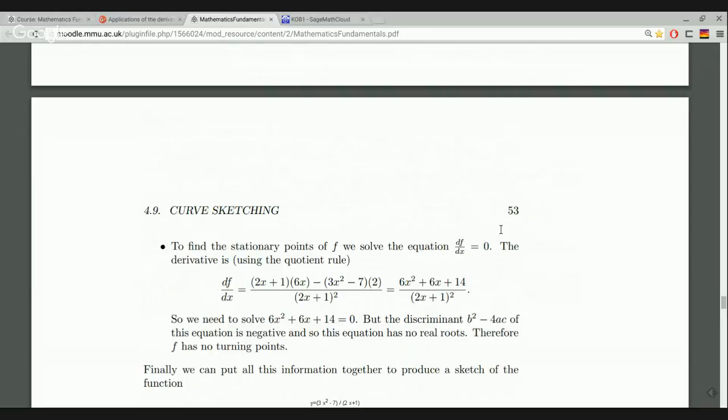Then we had axis crossing points. We had it crossing the y-axis at about minus 7. And we had 2 points for crossing the x-axis at the square root of 7 over 3 and minus the square root of 7 over 3. This is approximately 1.5, and approximately minus 1.5.